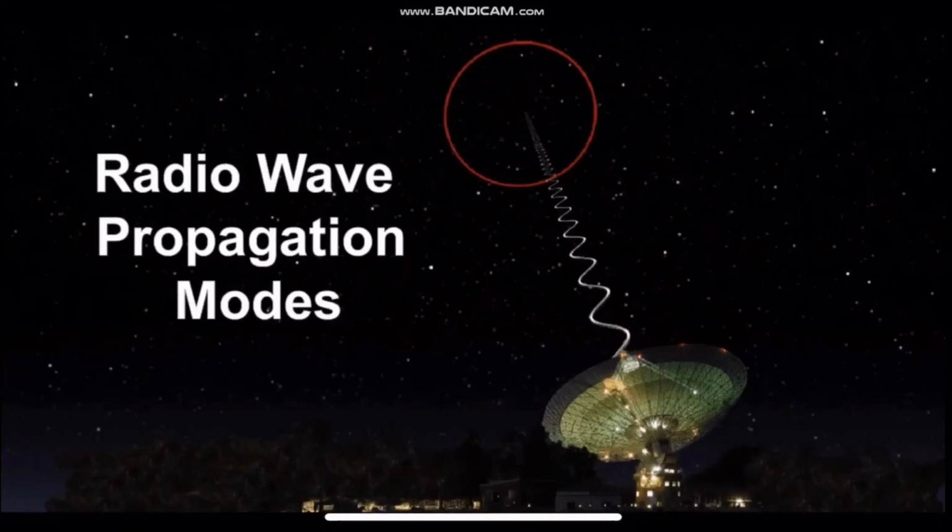What are the different radio waves and propagation? The mode of propagation of electromagnetic waves in the atmosphere and in free space can be divided into the following three categories: the line of sight propagation, ground wave propagation, and sky wave propagation.